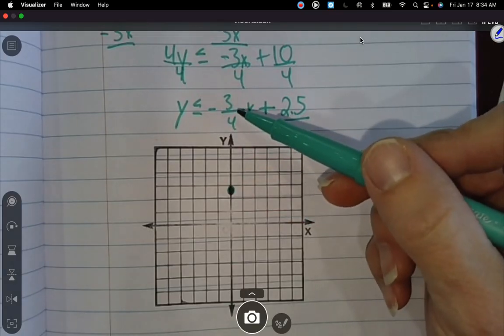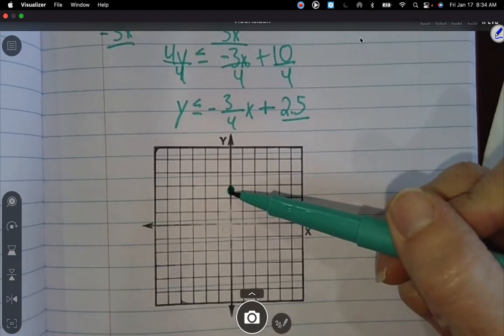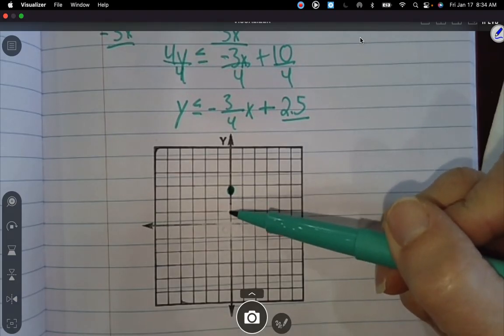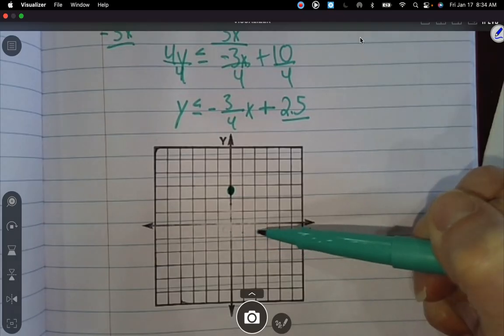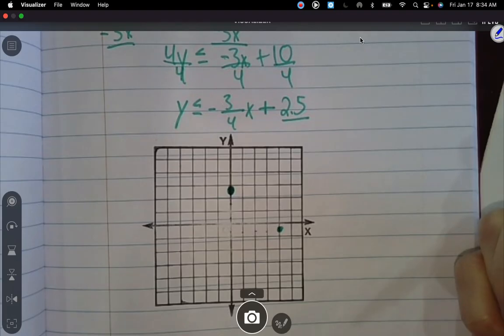Where am I going to go? Down 3 and over 4. This is kind of miserable, stay in the middle, but we can do it. We're going to go down 1, 2, 3, and over 1, 2, 3, 4. See how I just stayed in the middle? Okay, I stayed at half mark.